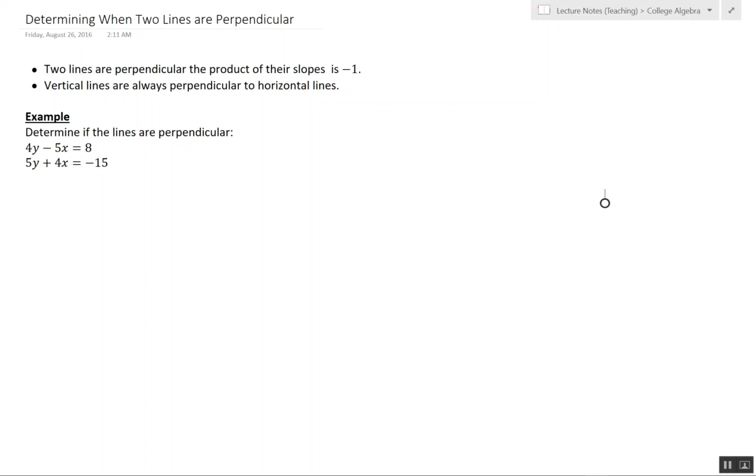Hi everyone, welcome back. Now we're talking about perpendicular lines, and unfortunately geometry is a little bit harder in this, but we have some basic facts that help us here. So the first one and the most important is that two lines are perpendicular if, and this is important, the product of their slopes is -1. So if you find the slope of both lines and multiply them together and you get -1, you got perpendicular lines.